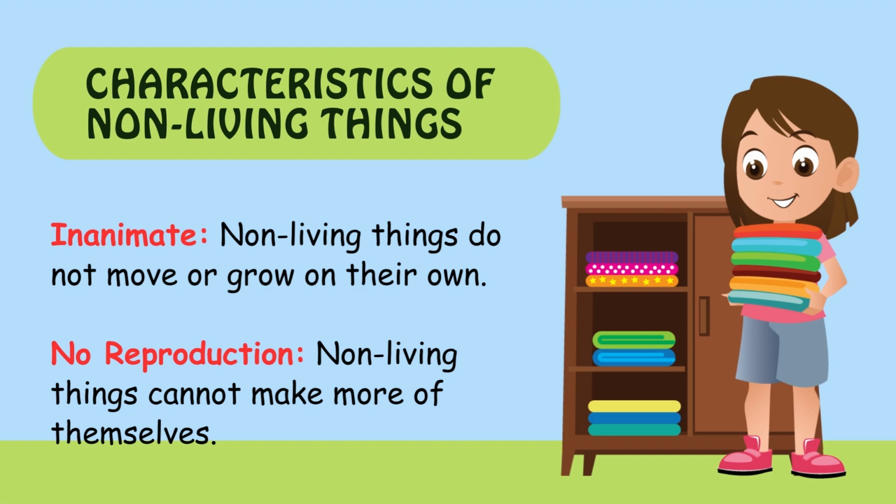Characteristics of non-living things. First is inanimate, and next is no reproduction. Inanimate: non-living things do not move or grow on their own. No reproduction means non-living things cannot make more of themselves.